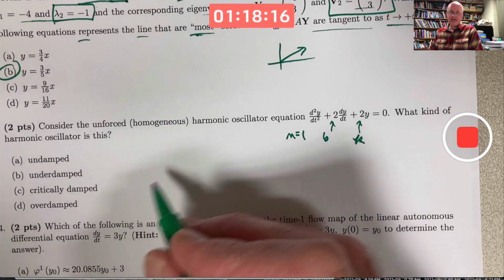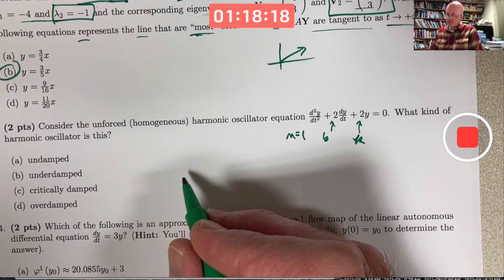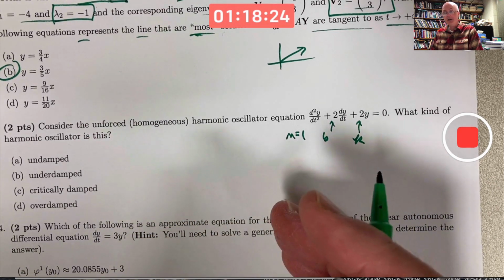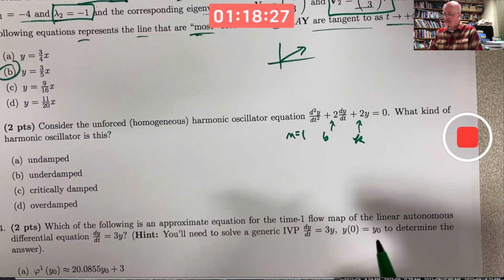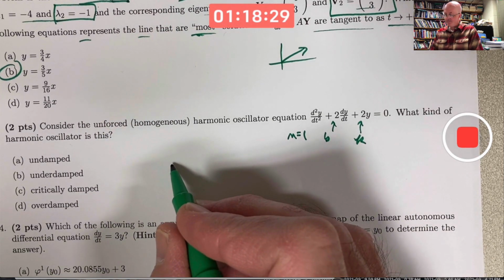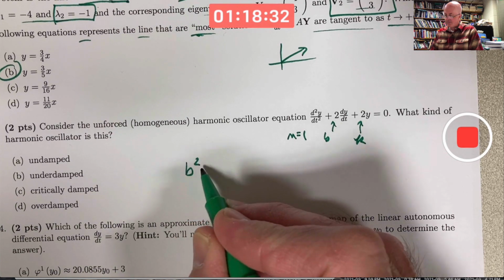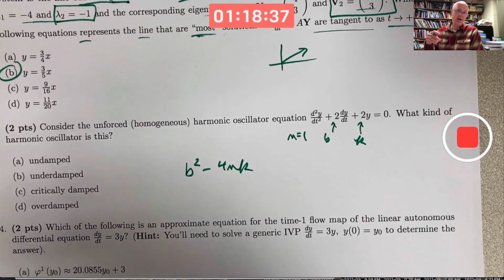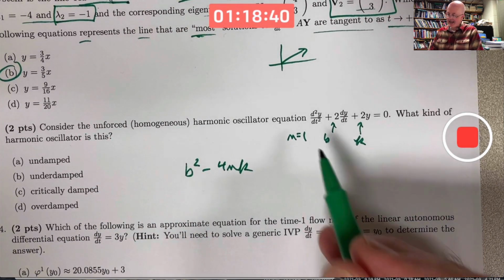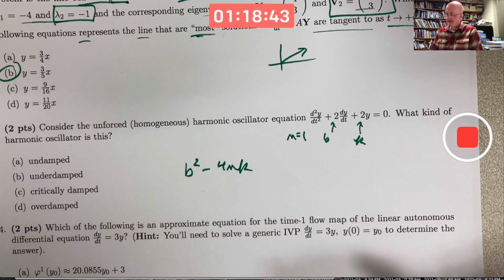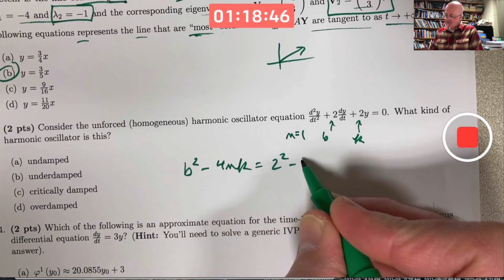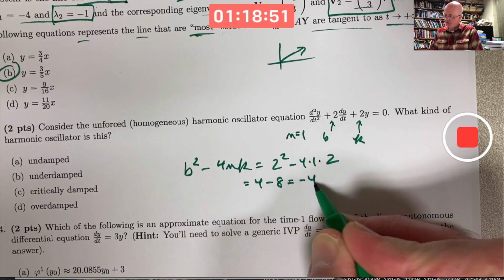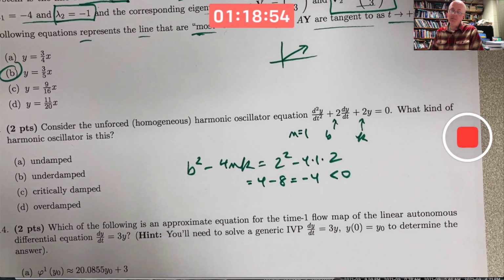And the thing you need to look at is the discriminant, right? The thing under the square root, and whether it's positive, 0, or negative. That's going to determine whether you have real eigenvalues, a repeated real eigenvalue, or complex non-real eigenvalues. And that's going to be b squared minus 4mk. Just like in the quadratic formula, it's b squared minus 4ac. The a is m, the c is k. So that's 2 squared minus 4 times 1 times 2. 4 minus 8 is negative 4. Negative under the square root, you're going to have complex eigenvalues.